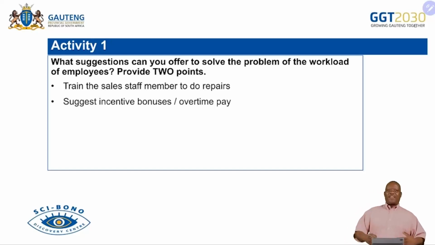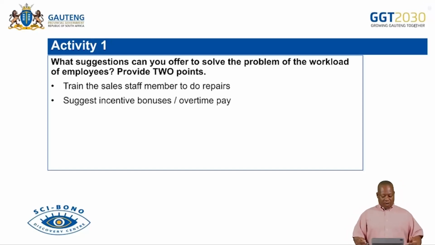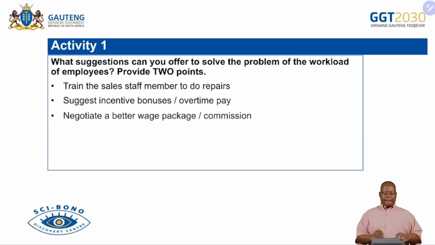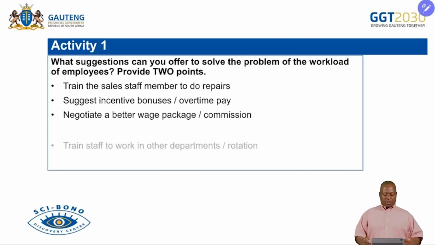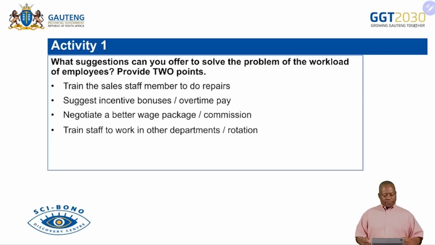Overwork and overpay going in the same direction. They will be more than happy to overwork. Negotiate a better package. It may be a package that includes a basic salary and a commission, so that if I do more than what I should have done, then I am going to go to the bank smiling because of an increased salary or wage.